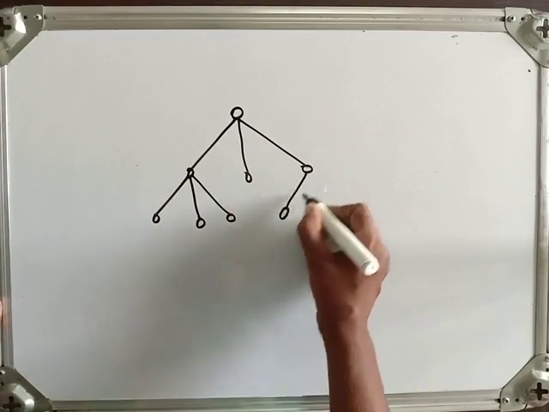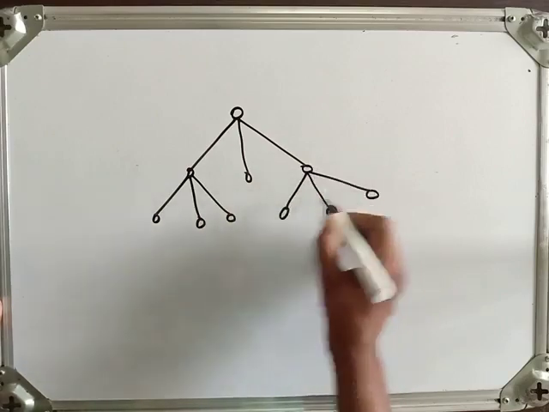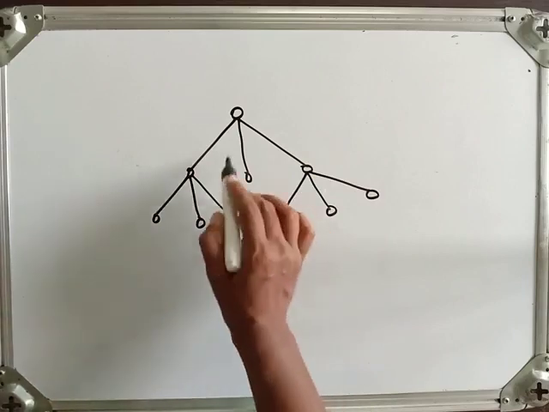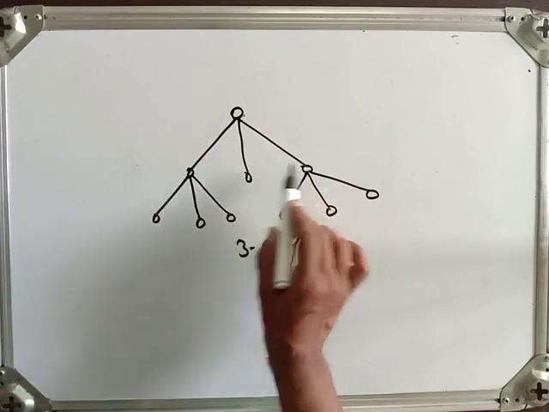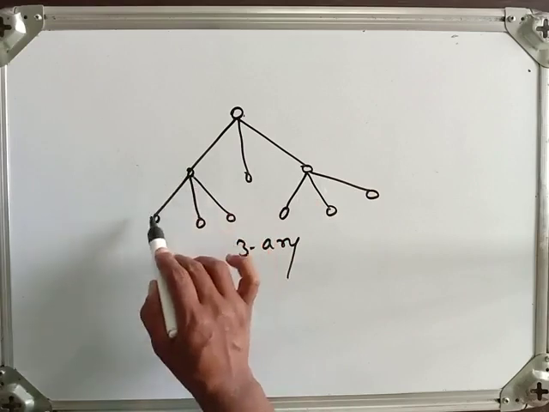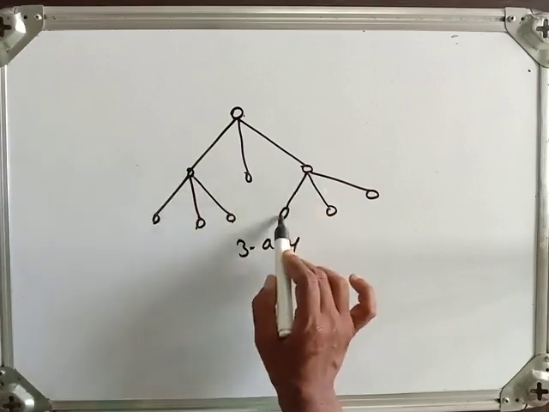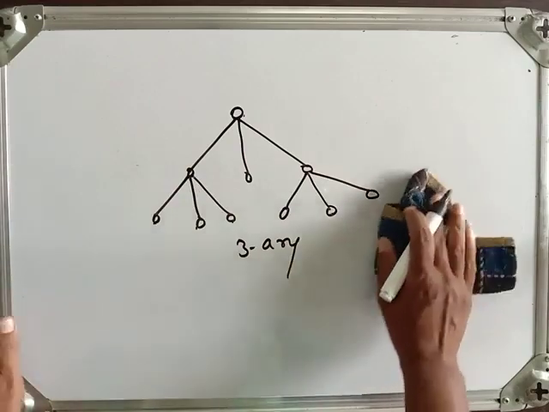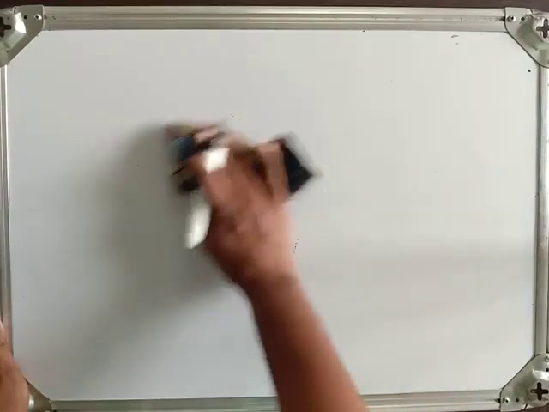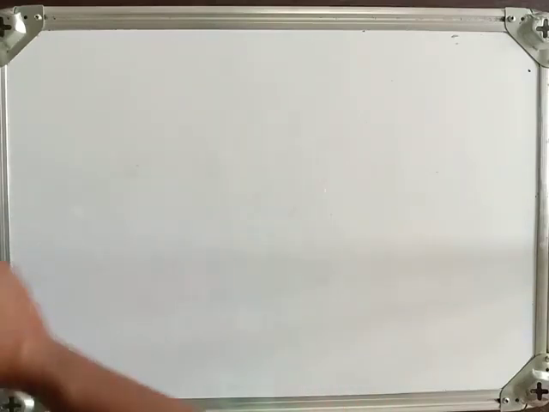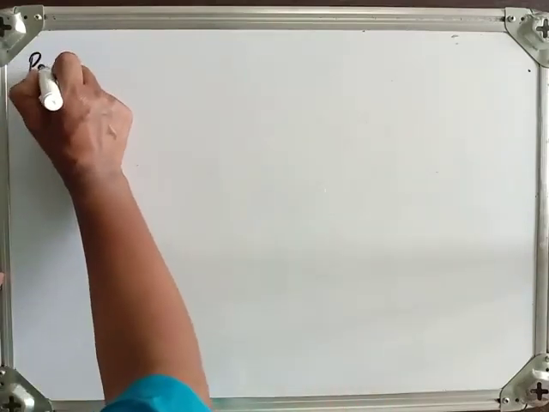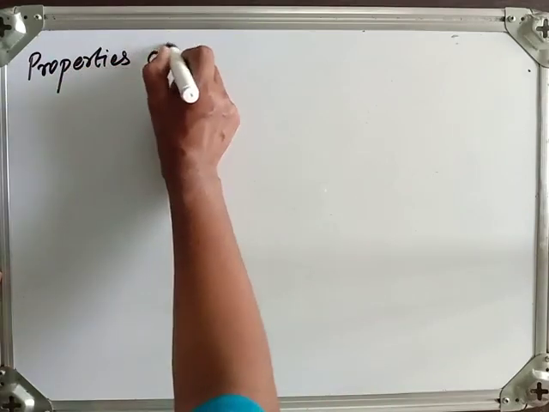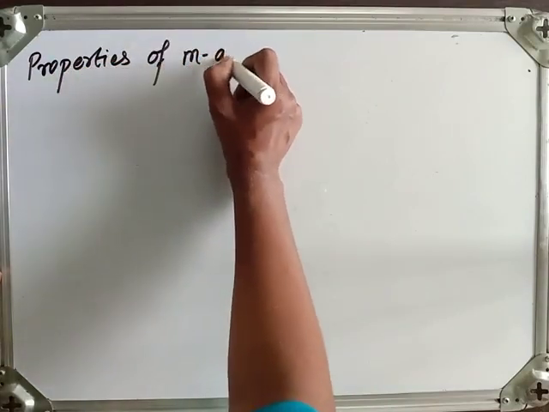That is known as what? An m-ary tree. For example, this is a 3-ary tree. Look at this, the root has 3 children, while this vertex has again 3 children. This one again has 3 children. So this is an m-ary tree, or a 3-ary tree basically. So now let's see a few properties of this m-ary tree. Properties of m-ary tree.